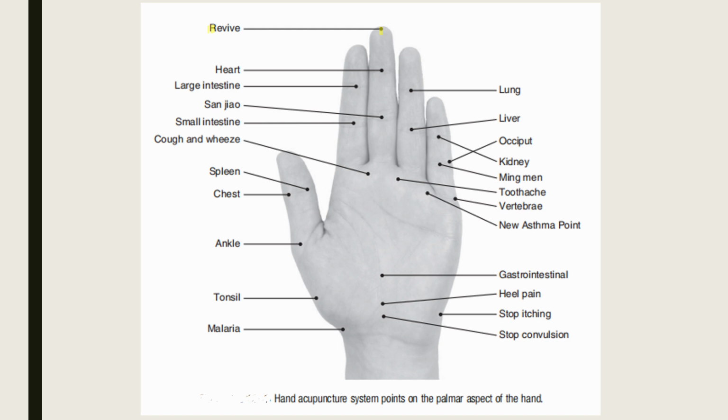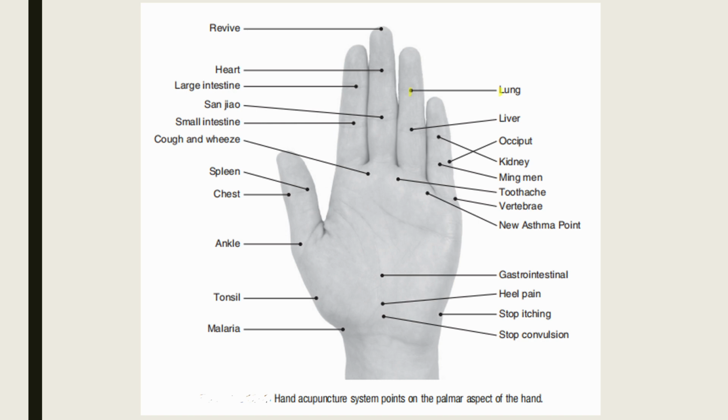The revive point. Location: at the tip of the middle finger, about 0.2 fen from the fingernail. Indications: coma and heat stroke. The liver point. Located at the midpoint of the transverse crease of the proximal interphalangeal joint of the ring finger. Indications: hypochondriac pain and fullness of the abdomen and stomach.